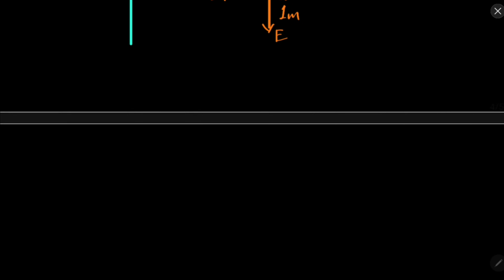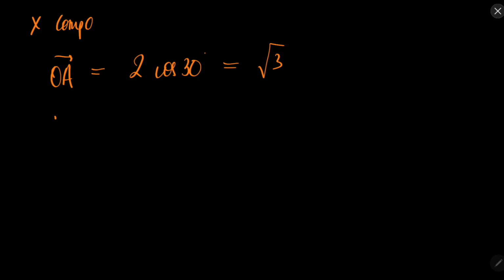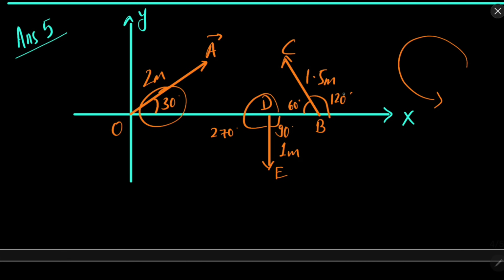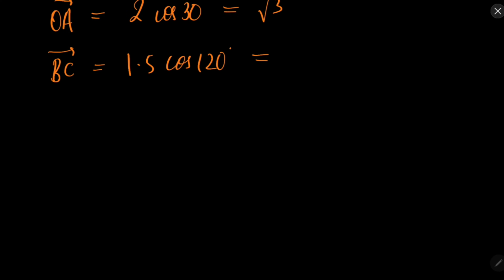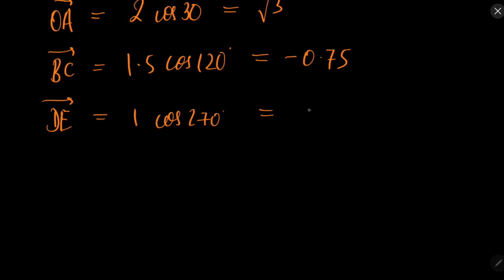So we will find individual components. First let's try with x components. For OA vector, this will be 2 cos 30 degree, root 3. For BC, this will be 1.5 cos 120. Again remember, why 120? This is 30, this is 120, and for this we will use 270, remember this thing. So it will give you minus 0.75. And for DE, 1 cos 270, okay, remember 270, so 0.